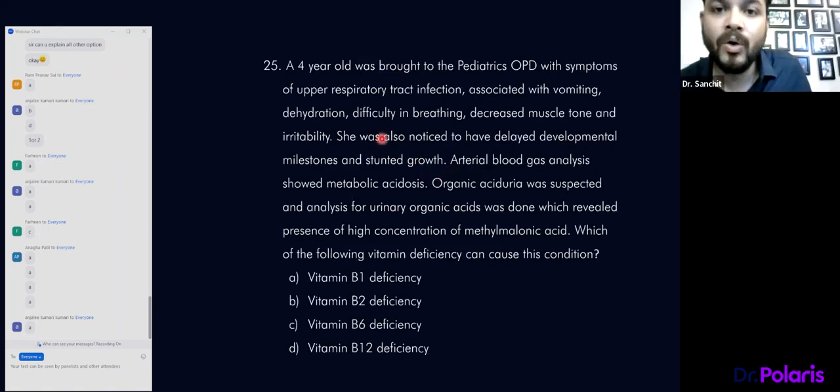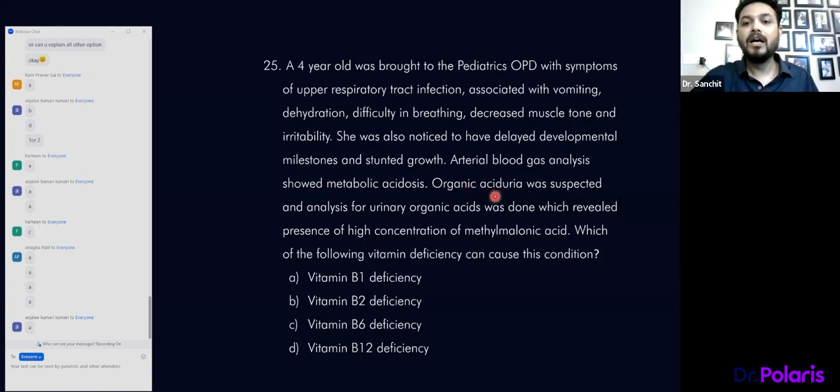A 4-year-old was brought to the pediatrics OPD with symptoms of upper respiratory tract infection associated with vomiting, dehydration, difficulty in breathing, decreased muscle tone, and irritability. She was also noticed to have delayed developmental milestones and stunted growth. An arterial blood gas analysis showed she had metabolic acidosis. This is something that you will read later on: in metabolic acidosis, the bicarbonate levels in our body fall. That is called metabolic acidosis.